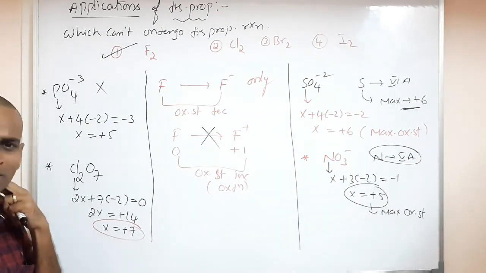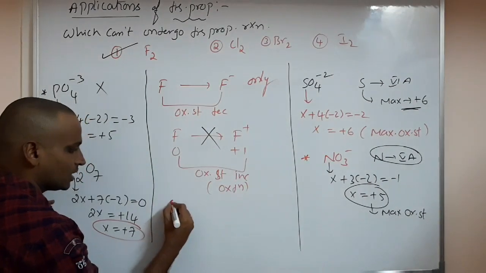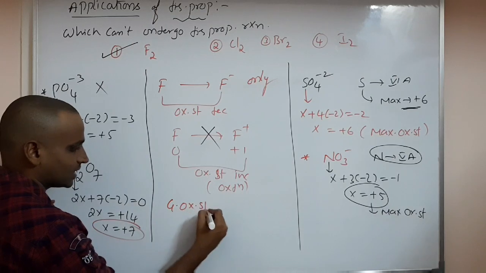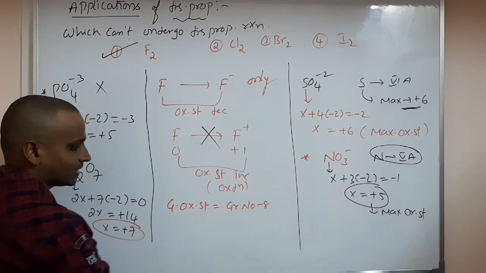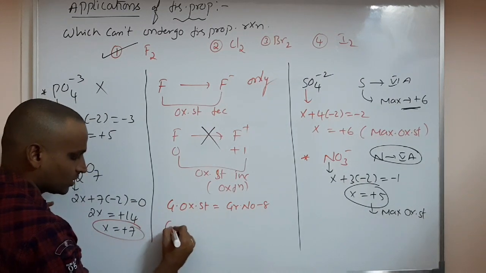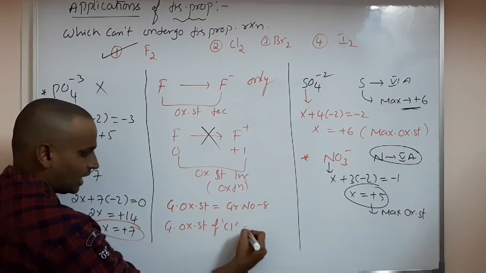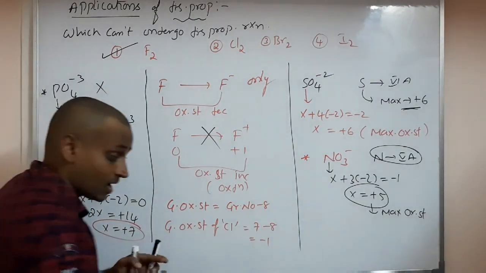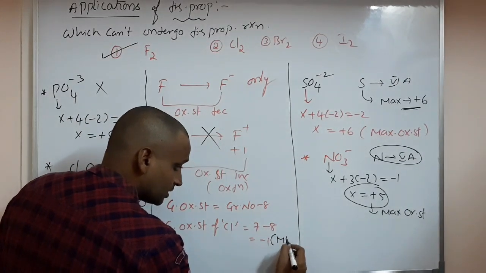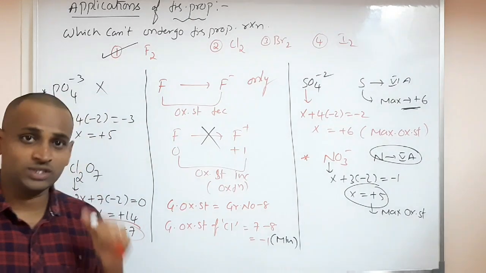Do you know the minimum and maximum oxidation states for halogens? I said the general oxidation state. Do you remember or not? That is group number minus 8. Suppose I want the general oxidation state of chlorine, I'll take 7 minus 8. This is minus 1. So for chlorine, minus 1 is the minimum oxidation state.